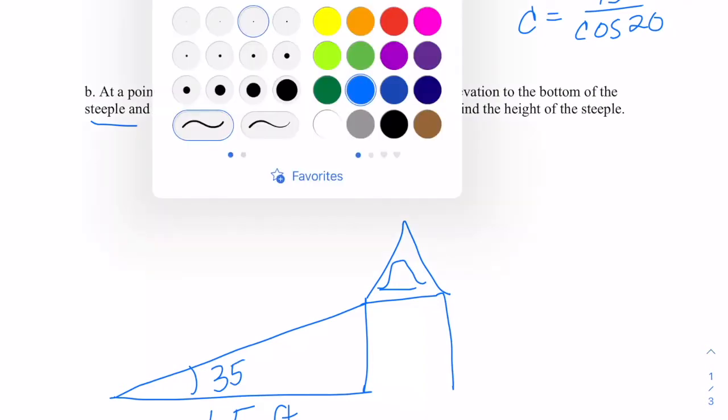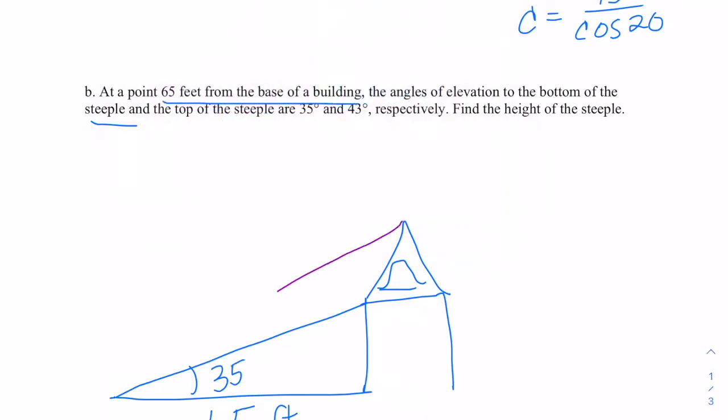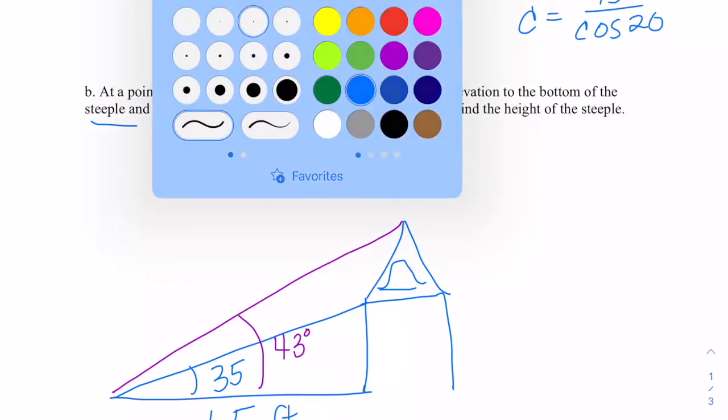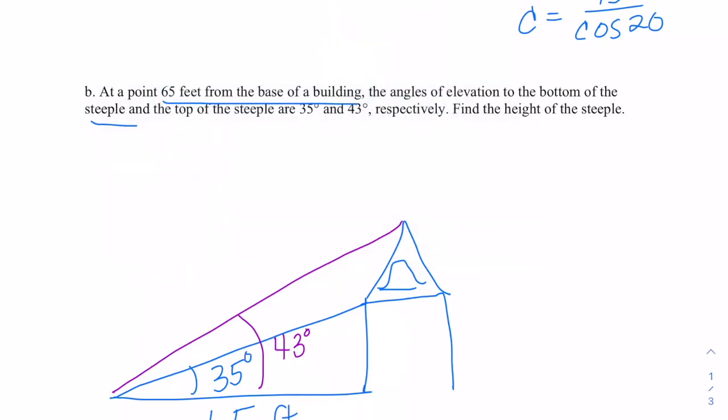And then I'm just going to use a different color, which is always helpful when you have overlapping triangles. And the second elevation is 43. Now we want to find the height of the steeple. So we're definitely going to have to make two different triangles. That's pretty easy. Looking at the first triangle, I'll make this X, and I'll make the height of the steeple H.